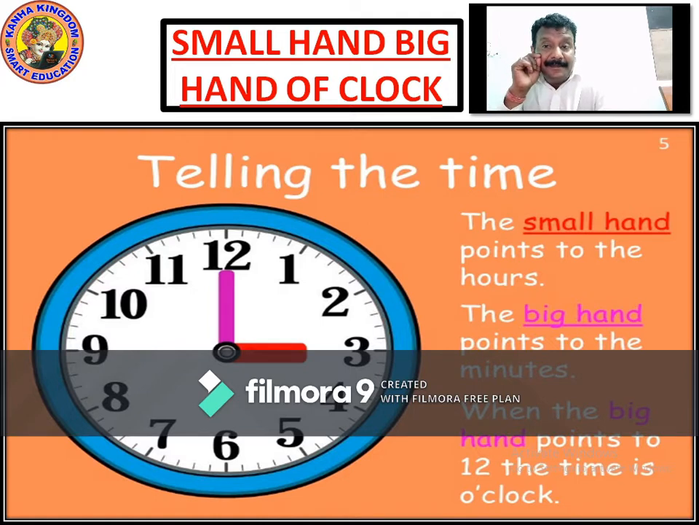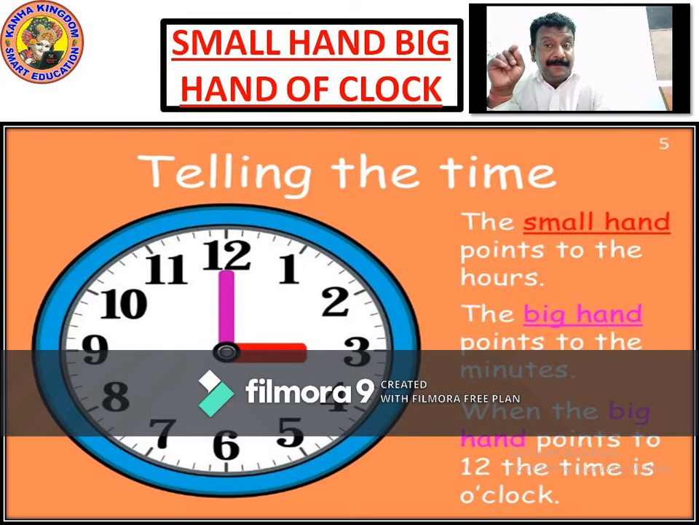In 12, 12 fives are 60 minutes. If it is at 6, then what are the minutes completed? 6 into 5, that's 30 minutes, right?